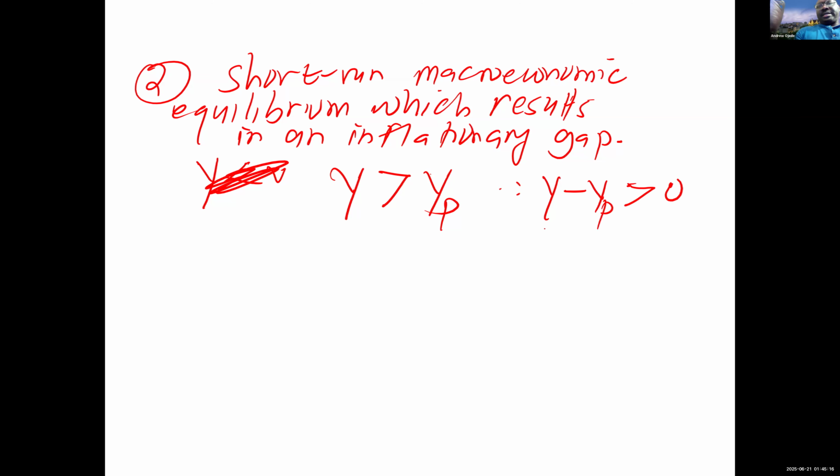And this gap here is what we're calling the inflationary gap. The reason why we call it inflationary gap is that when the economy is overcharged, where you're overproducing, overutilizing your resources, overexploiting, it tends to bring inflation. Prices tend to rise. That's why we call it inflationary gap.